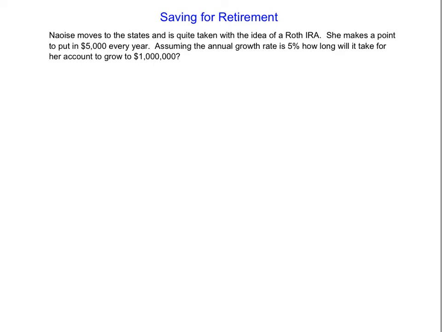Hello there. In this video we're going to do a bit of a blast from the past, Unit 7 cash flow problems, but the technique that we're going to use at the end to solve for it is going to be logarithms. So in the context here, Nisha is moving to the States and she really wants to start a Roth IRA, and she puts aside $5,000 a year, 5% annual growth rate. How long before it's $1 million?